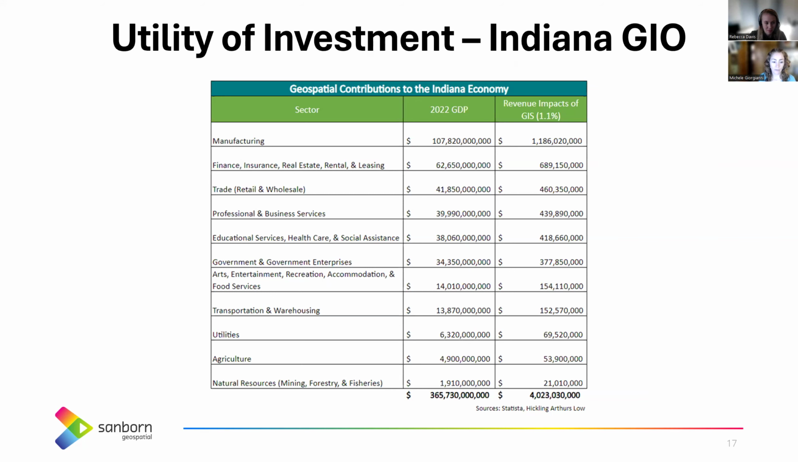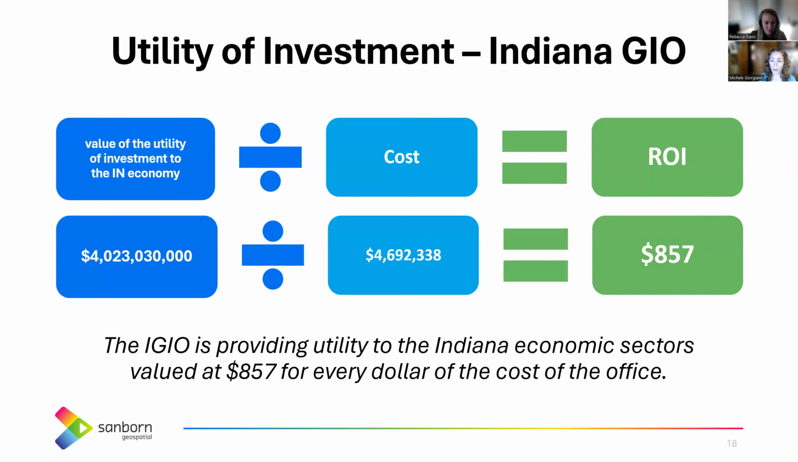So if we now take that a step further, and we want to calculate the ROI from that, or the value of using this information, we would divide the value of the utility of investment to the Indiana economy by the cost to operate the office, and we have that $4 million that I was just showing on the other slide. And in another part of the project, we had estimated the cost of the office at around 4.6 million per year. So we're looking at an annual time frame.